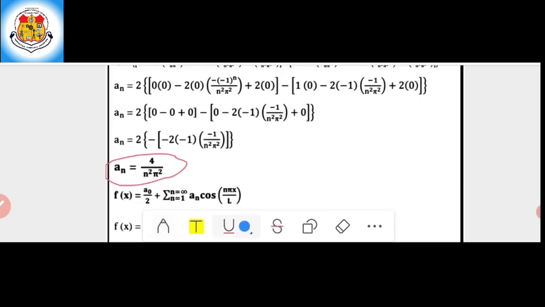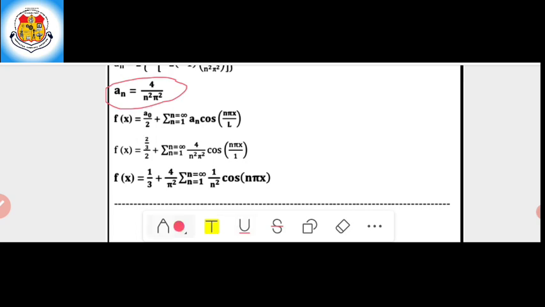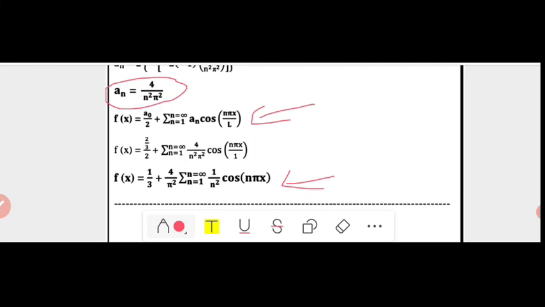We substitute both values in the Fourier series expansion, the half range Fourier cosine series, which is represented by f of x is equal to a0 by 2 plus summation n runs from 1 to infinity an cos n pi x upon L. So the values of a0 and an we substitute, and we get the Fourier series f of x is equal to 1 by 3 plus 4 by pi square summation n runs from 1 to infinity 1 upon n square cos n pi x. Thank you.